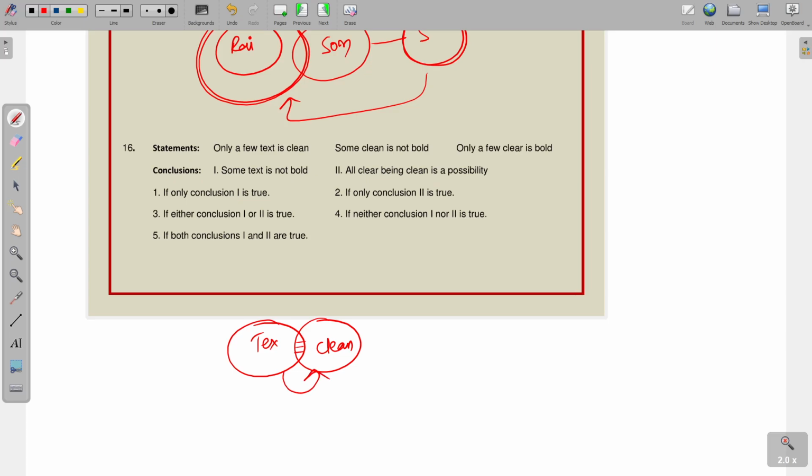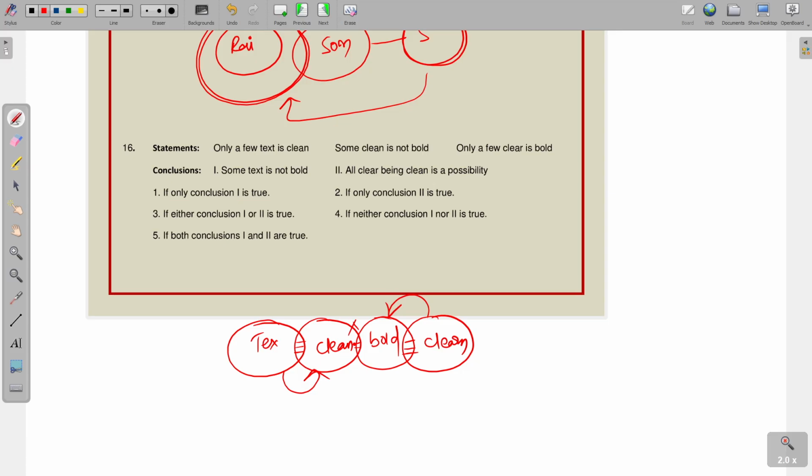Next, some clean is not bold. Some clean is not bold. And next, only a few clear is bold. So only a few clear is bold. Okay, it is the clean and it is clear.